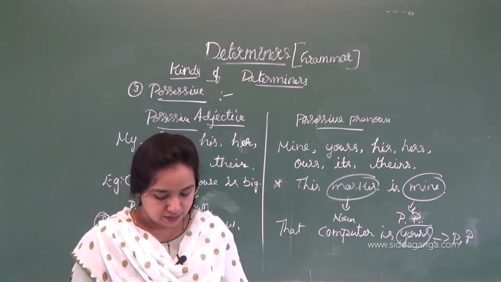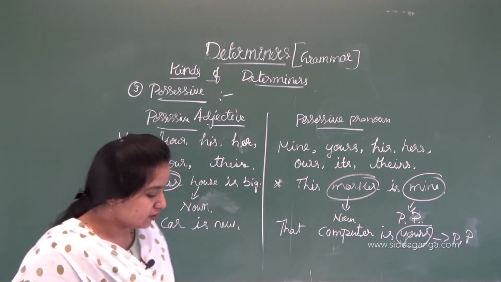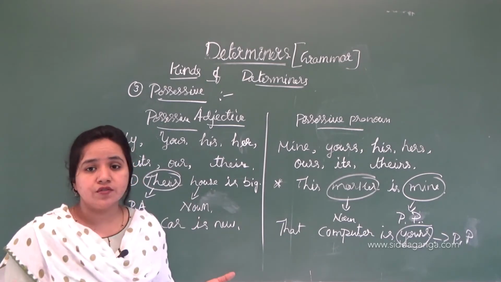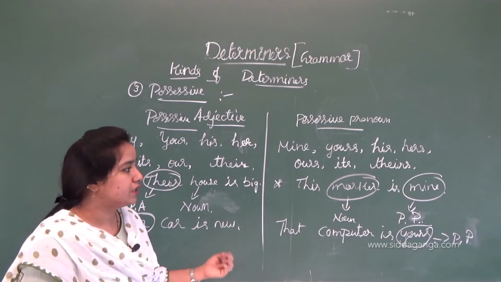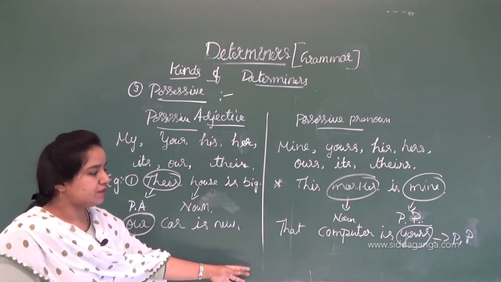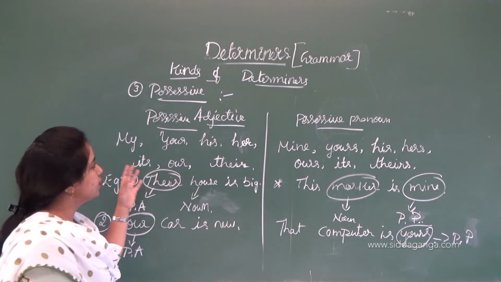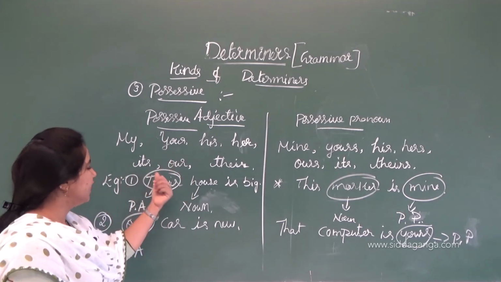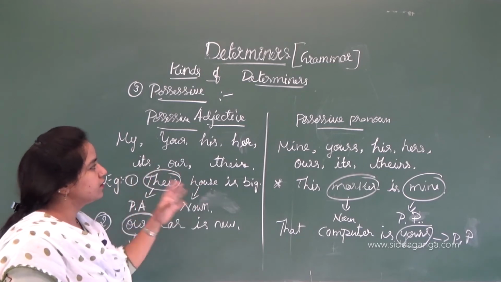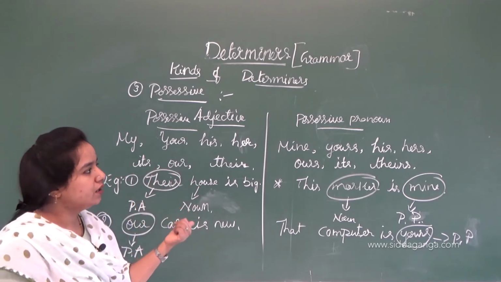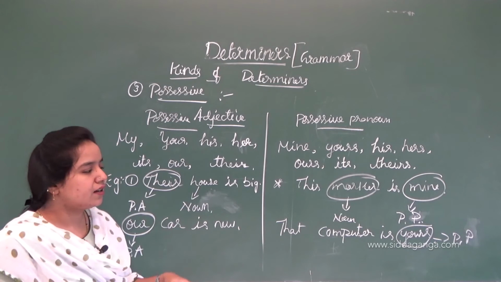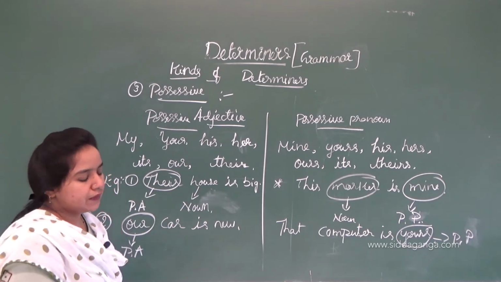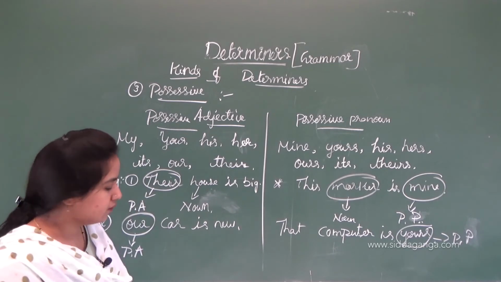So next is quantifiers. I hope you have understood what the possessive pronoun and the possessive adjective are here. We have described these two: possessive adjectives are my, your, his, her, its, our, their. Mine, yours, his, hers, ours, its, theirs are called possessive pronouns. So let's move on to the quantifiers.